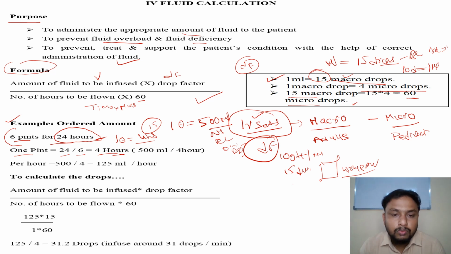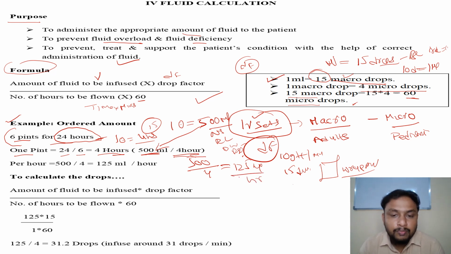It means 1 pint equals 500 ml. Already I told you, 500 ml in a 4 hours duration you have to give. So now you need to calculate for 4 hours, 500 ml. Then what about per hour? Per each hour how much is to be given? Again 500 divided by 4, simple. How much? 125 ml per hour.